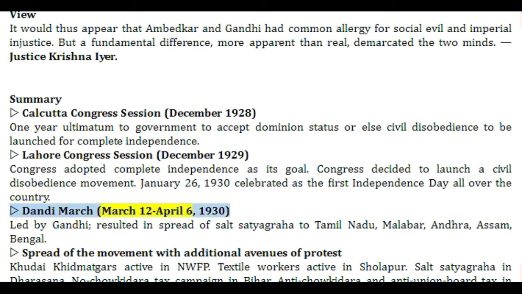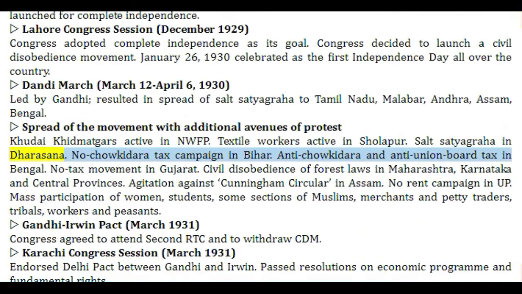Dandi March, 12th March to 6th April, 1930, led by Gandhi, resulted in spread of salt satyagraha to Tamil Nadu, Malabar, Andhra, Assam, Bengal. Spread of the movement with additional avenues of protest. Khudai Khidmatgars active in NWFP. Textile workers active in Sholapur. Salt satyagraha in Dharsana. No Chokidara tax campaign in Bihar. Anti-Chokidara and Anti-Union Board tax in Bengal.